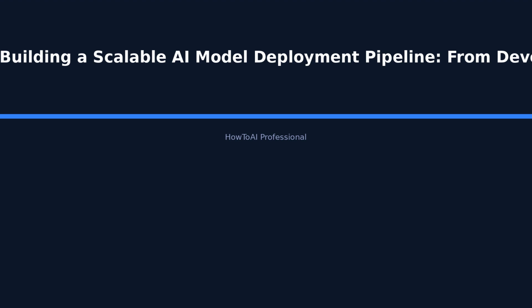With blue-green deployments, you run two identical environments. One, blue, is live, while the other, green, is idle. When you're ready to deploy a new version, you switch traffic to the green environment. This allows you to test the new version in production without affecting users until you're confident it's stable.